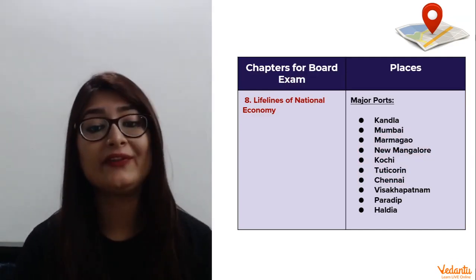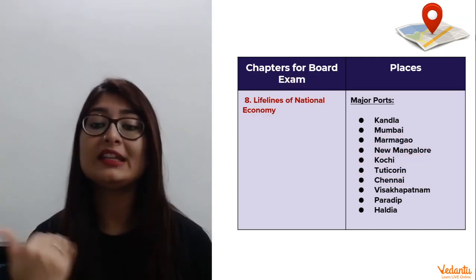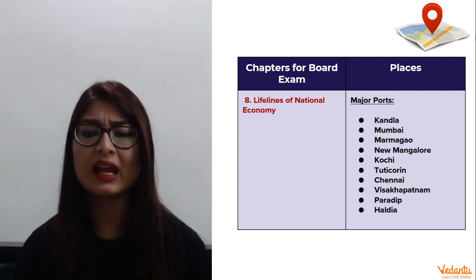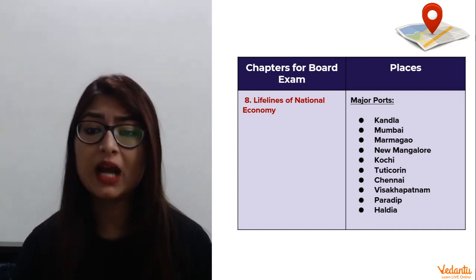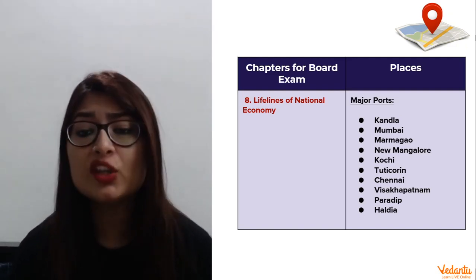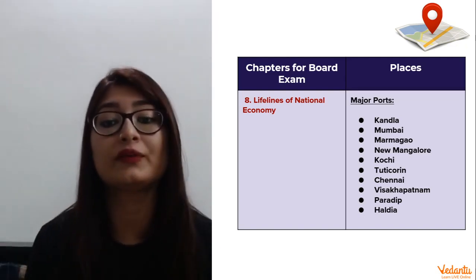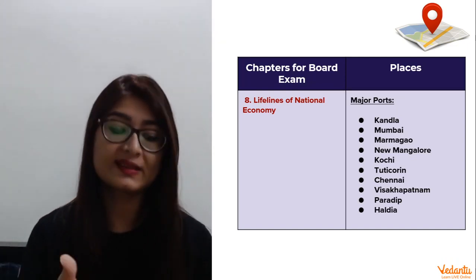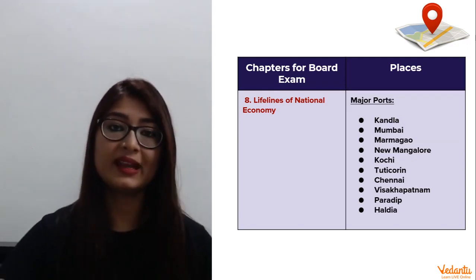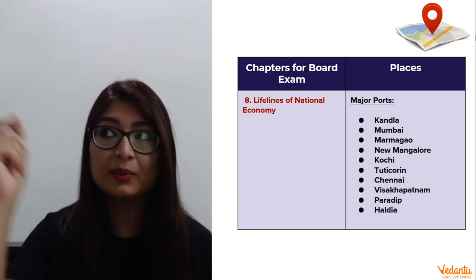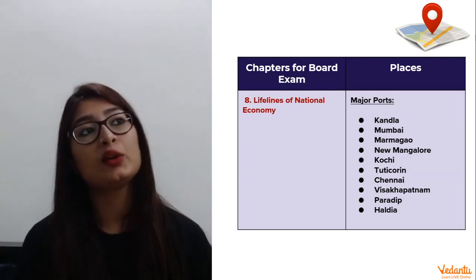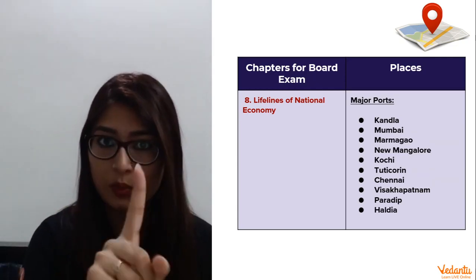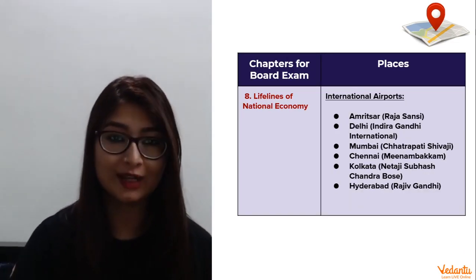Okay, so for lifelines of national economy, we need to know the major ports, which are Kandla, Mumbai, Chennai, Vishakhapatnam, Paradeep, Haldia, Kochi, and New Mangalore. You have to remember all of this. Now over here you have to be comparatively more specific, because the coastal areas have a lot of ports. You cannot randomly point anywhere just by knowing their states, because there will be multiple ports and that could create confusion. So the warning over here: there's always a catch with shortcuts, right?